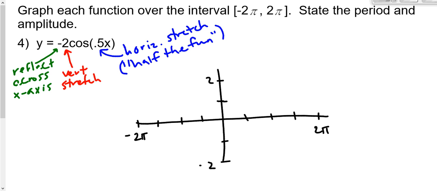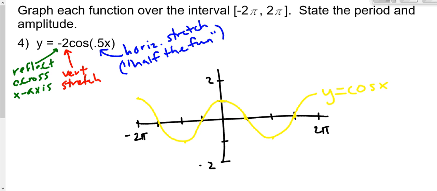The normal cosine graph would look like this. Top, middle, bottom, middle, top, middle, bottom, middle, top. That's what cosine would normally look like. Now what we're doing is flipping it upside down, making it twice as tall, and making it twice as wide, because it's half the fun.